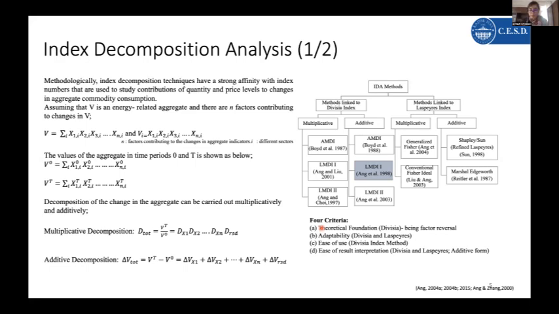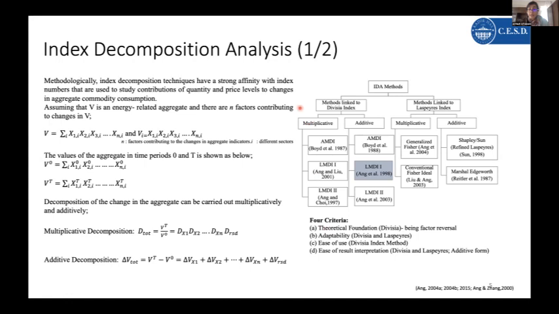So methods linked to Division index, in that sense, meet this criterion. Ease of use is also important because when the number of factors, the driving forces, as I explained in the first slide, increases, the formula gets more complicated in the methods linked to Laspeyres index. On the other hand, the formula stays constant in the methods linked to Division index, even if the driving forces increase. This is especially the case for studies analyzing emission change.